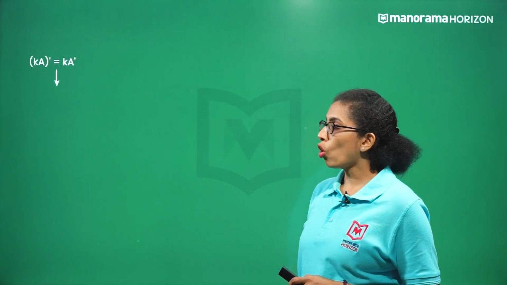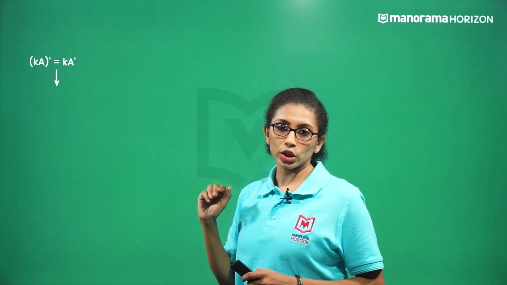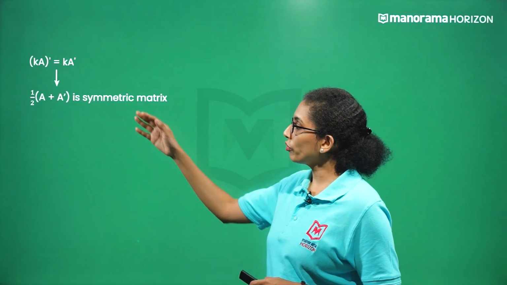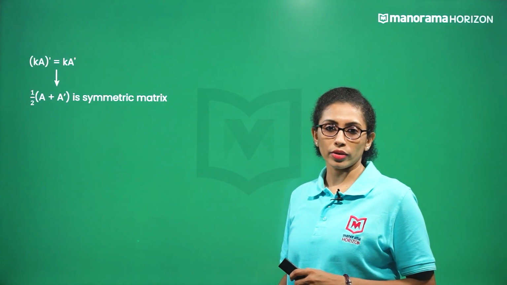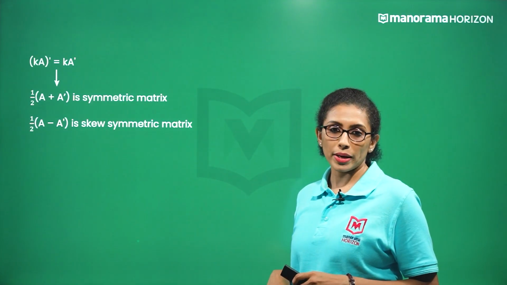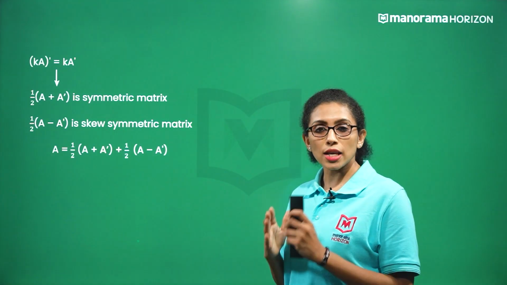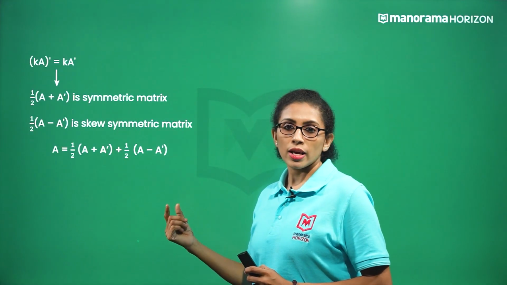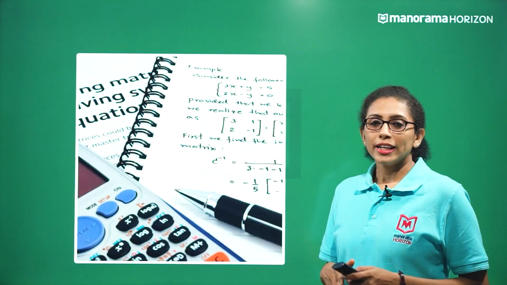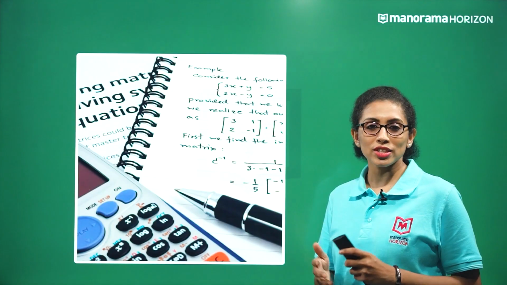Now, for any constant K, (KA) the whole dash is equal to K into A dash, it follows that half of (A plus A dash) is a symmetric matrix and half of (A minus A dash) is a skew-symmetric matrix. Thus, any square matrix can be expressed as the sum of a symmetric matrix and a skew-symmetric matrix. Hence, proved. Now we have learned transpose of a matrix and special types of matrices and their results.